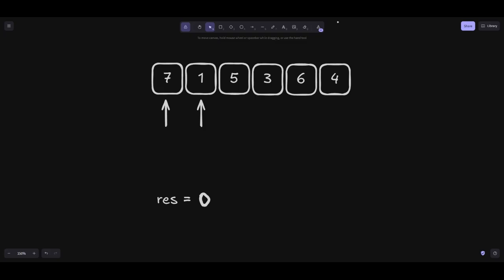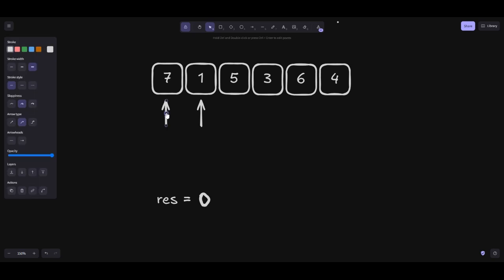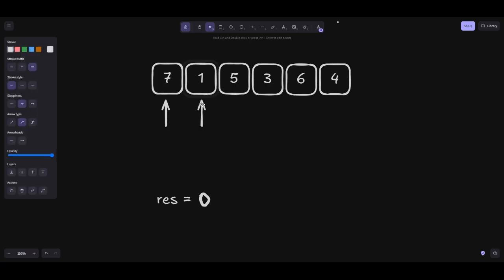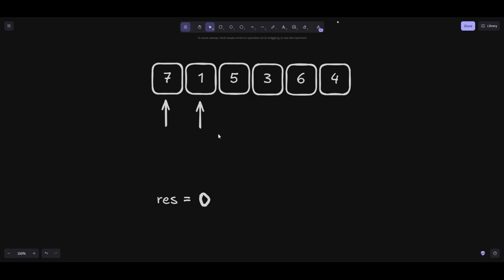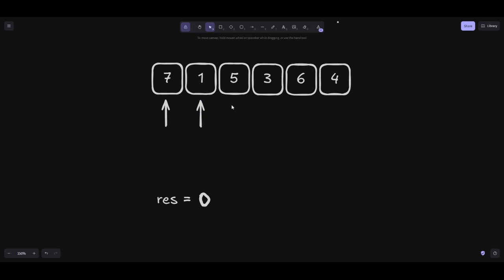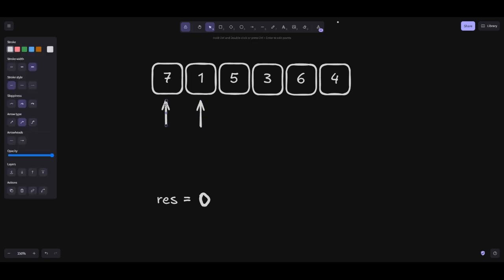To solve this, we're gonna have two pointers, a buy pointer and a sell pointer. The buy pointer is gonna start at the beginning of the array, and the sell pointer is gonna start at the second index. And we're gonna keep iterating as long as the sell pointer does not reach the end of the array. And we're gonna have a result variable, which is gonna store the largest profit we can find.